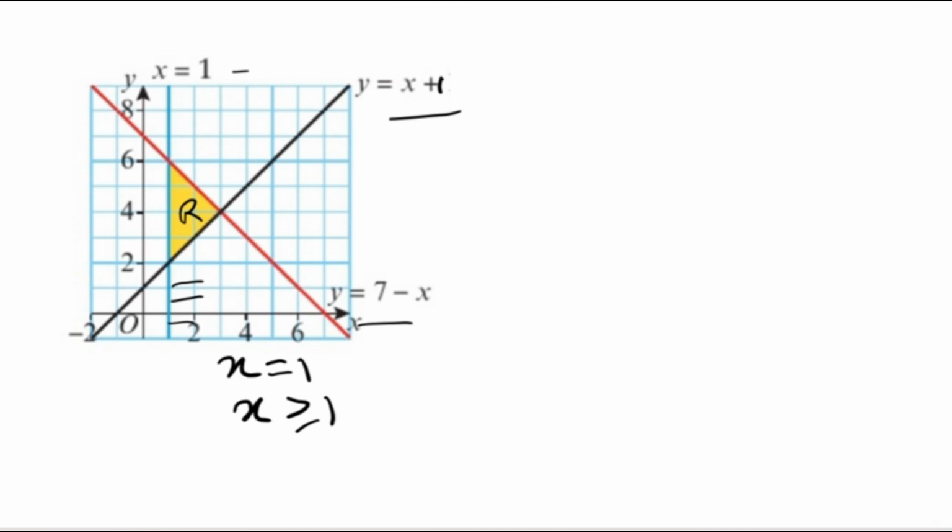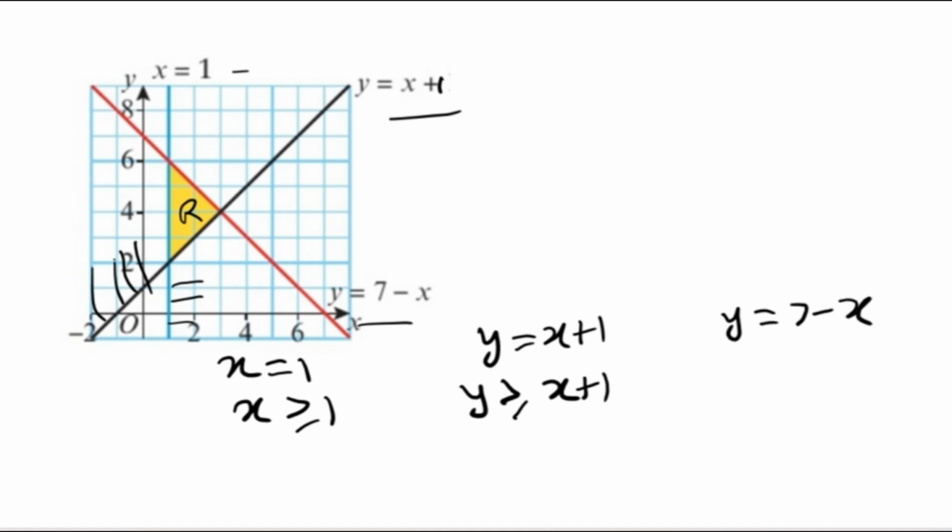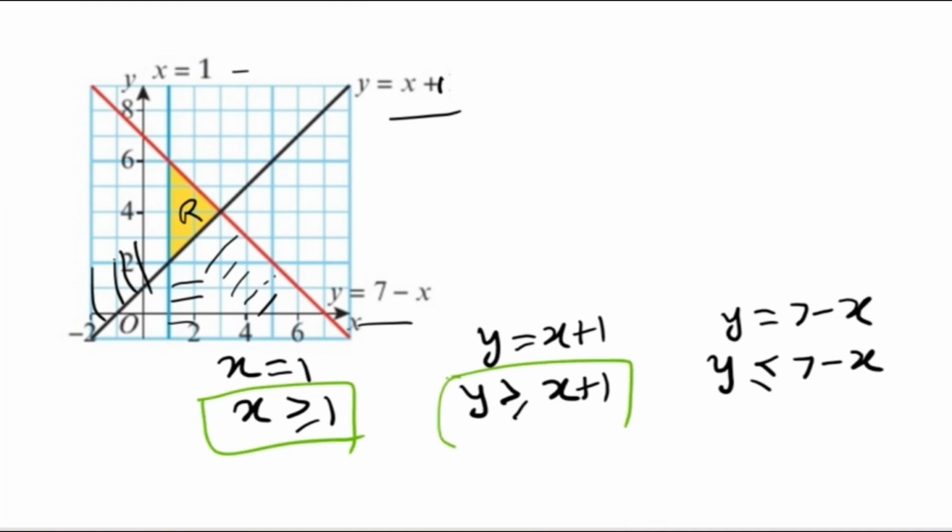So I can write x greater than or equal to 1, because a solid line is there. The other equation we are using is y is equal to x plus 1. Now as you can see, this side part will give us the greater than inequality, because R is on that side. So we can write y greater than or equal to x plus 1. And the third line, y is equal to 7 minus x. So as you can see here, this is the lower part of the line, or the smaller part of the line we are considering. So y less than 7 minus x. So these are 3 required inequalities that satisfy this region R.